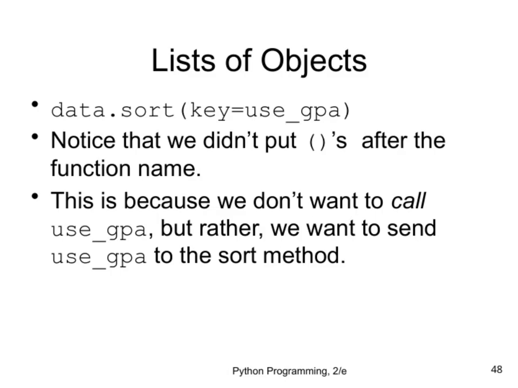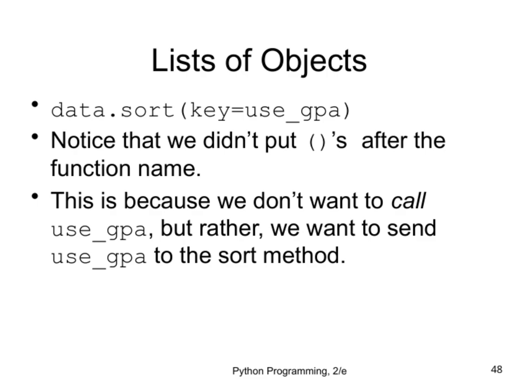All right, let's look at this line of code. data.sort(key=useGPA). Notice that we didn't put parentheses after useGPA. That's a crucial point. We're not calling the function here, but instead, we're passing the function itself to the sort method. This allows sort to use our useGPA function as a key to determine how to order the elements in the list. It's like giving sort a little helper function to tell it what part of each object to look at when sorting.